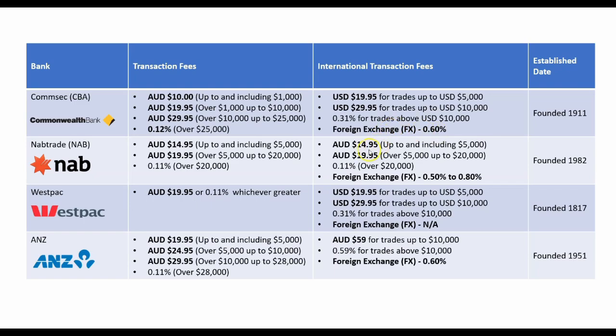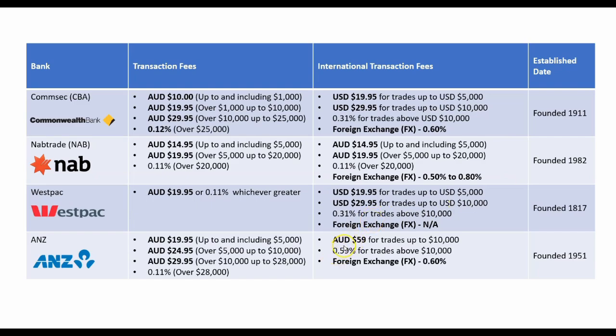And then you've got NAB, which starts off slightly less. It starts off with about $15 for 5,000, and then $20 for anything between 5,000 to $20,000. However, the foreign exchange fee is about 0.5 to 0.8%. And then Westpac is very similar to Commsec. The only difference, I would pretty much say, is the foreign exchange, where they don't charge that.